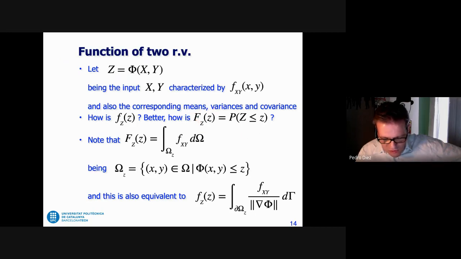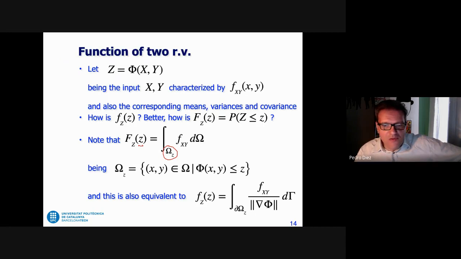which is the usual definition, and we can write it as the integral in a subdomain omega z, which depends on the value z at which we want to compute the cumulative distribution function F_Z, of the original density function f of x, y. What is this omega z? Omega z is indicated here. Omega z is the set of original points x, y such that phi of these points is lower than z.